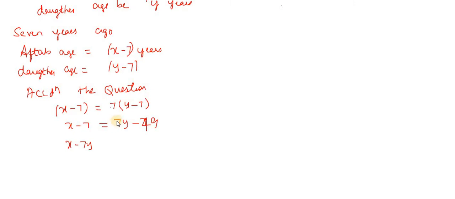So here x transposes to the left hand side, x minus 7y is equal to minus 49, and here minus 7 is there. When it comes to the right hand side, it becomes plus 7. Therefore x minus 7y is equal to minus 42. Call this equation 1.